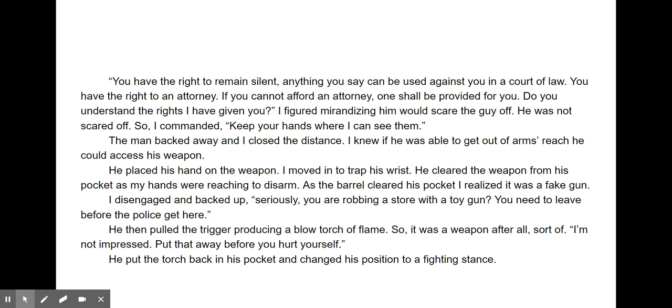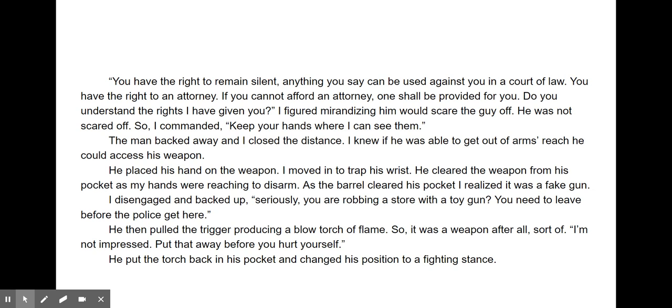The man backed away, and I closed the distance. I knew if he was able to get out of arm's reach, he could access his weapon. He placed his hand on the weapon. I moved in to trap his wrist. He cleared the weapon from his pocket as my hands were reaching to disarm. As the barrel cleared his pocket, I realized it was a fake gun. I disengaged and backed up. "Seriously? You're robbing a store with a toy gun? You need to leave before the police get here." He then pulled the trigger, producing a blowtorch of flame.